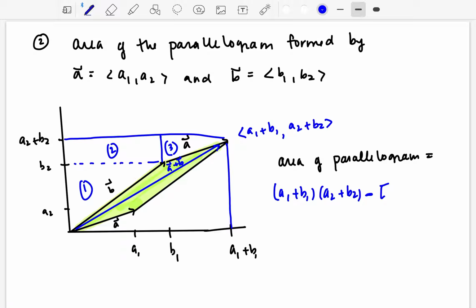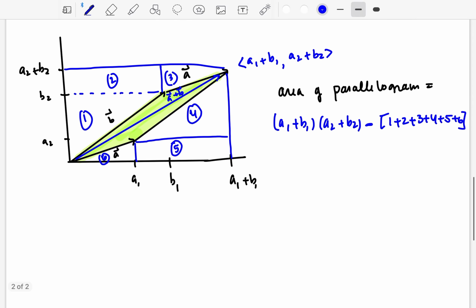I can have here another triangle, 4, a rectangle, 5, and then another triangle, 6. So minus the areas of 1 plus 2 plus 3 plus 4 plus 5 plus 6. Okay, so maybe let me write it down here so that I have more space. Okay, but this is the idea.